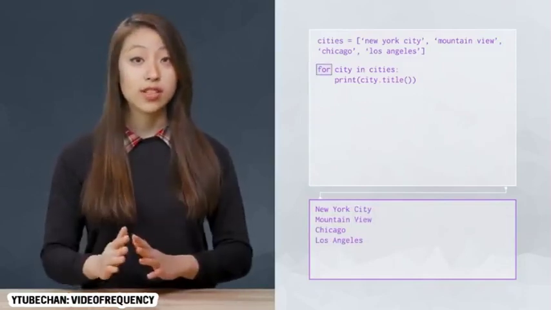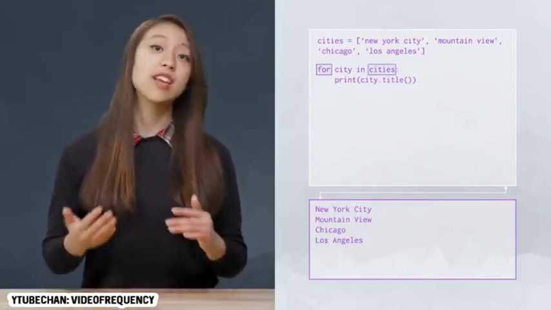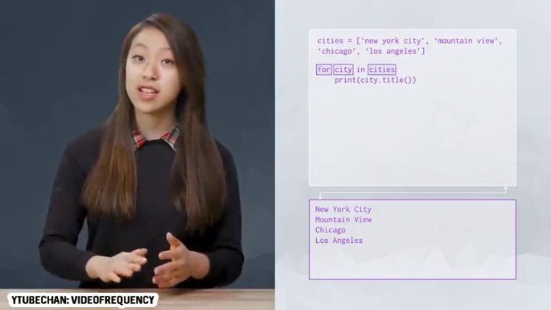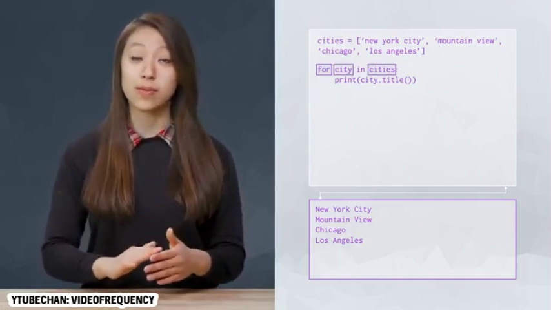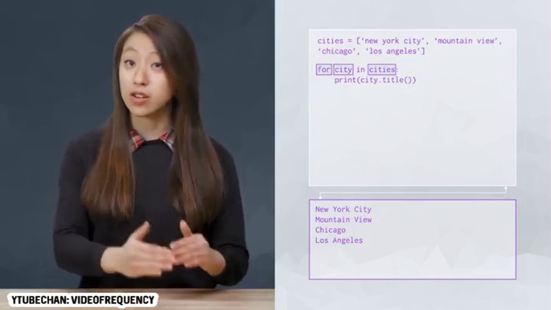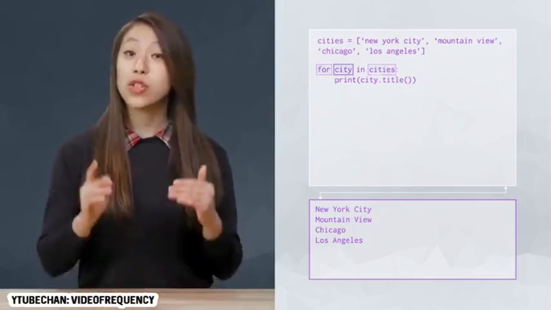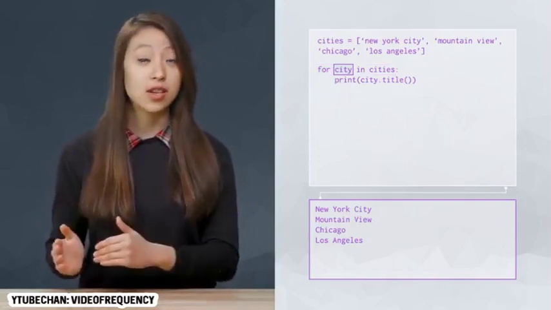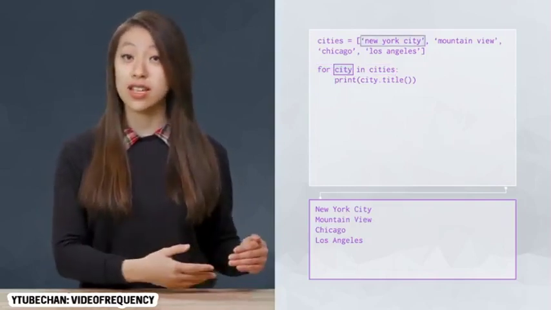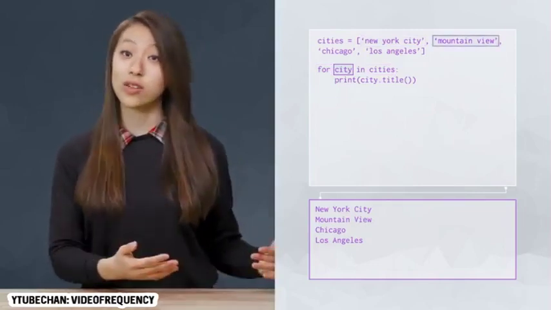The for keyword signals that this is a for loop. Cities is the iterable, and city is the loop's iteration variable. That is, the variable that represents the element in the iterable that the loop is currently processing. So in the first iteration, city would be New York City. In the second iteration, it would be Mountain View, and so on.